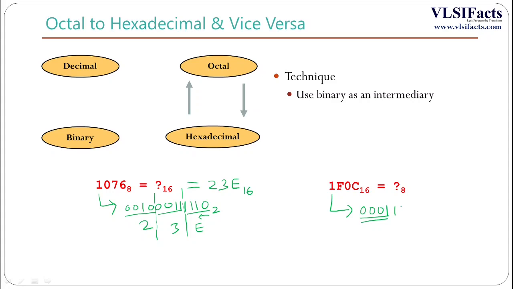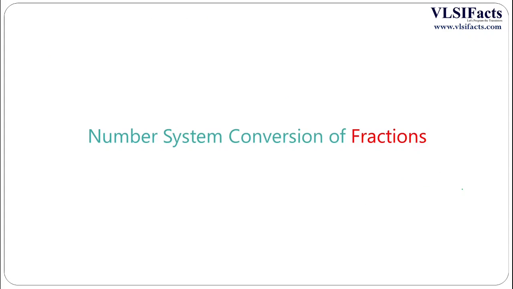Then F can be written as 1111, 0 is 0000, C is 1100. To convert this binary number to its octal form, we will group them into 3 bits each. Now the last 0 can be discarded. Now this is 1, this is 7, this is 4, this is 1, this is 4. So the final octal number is 17414.